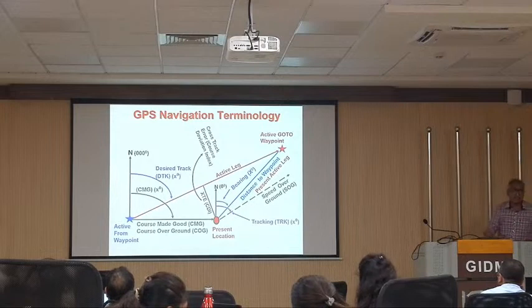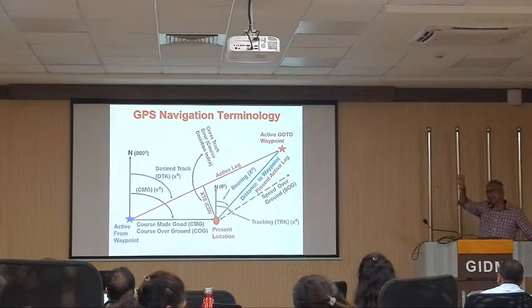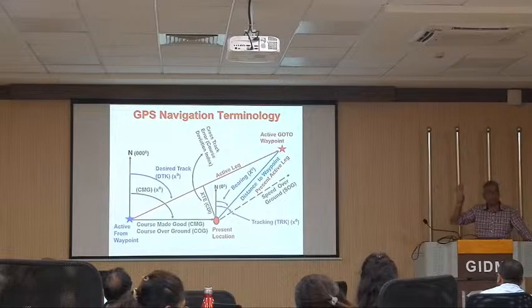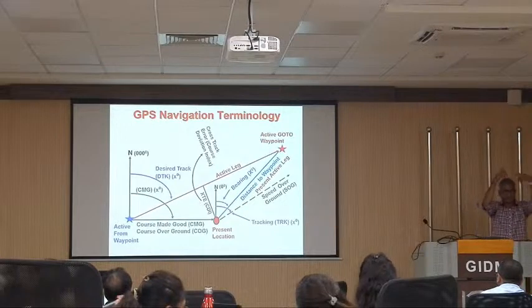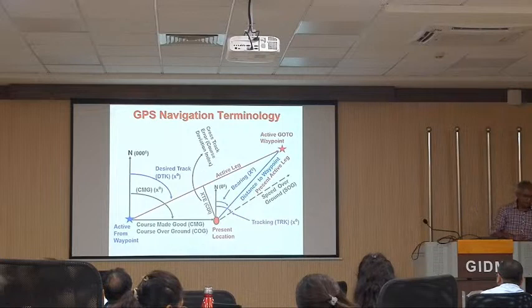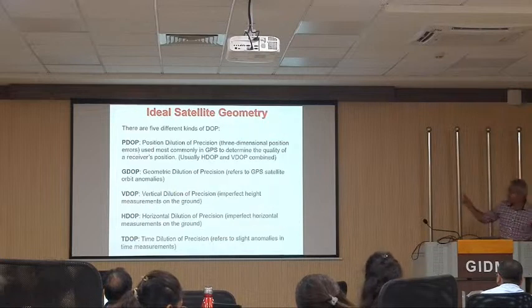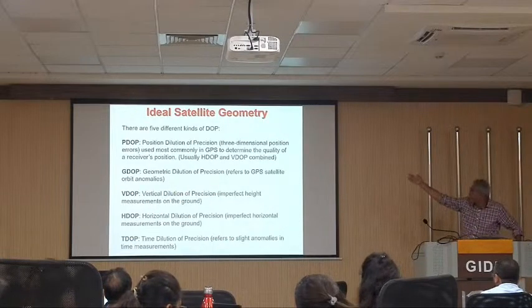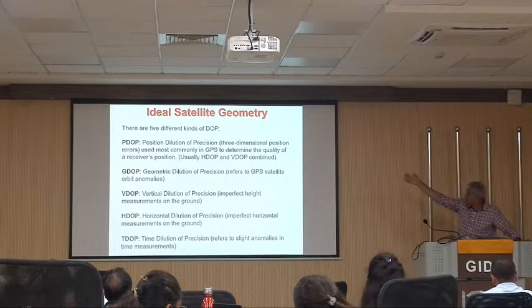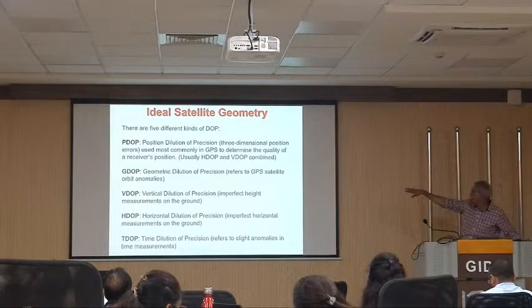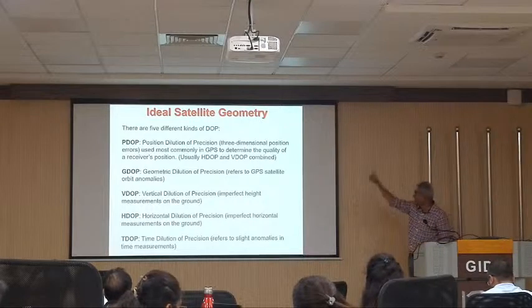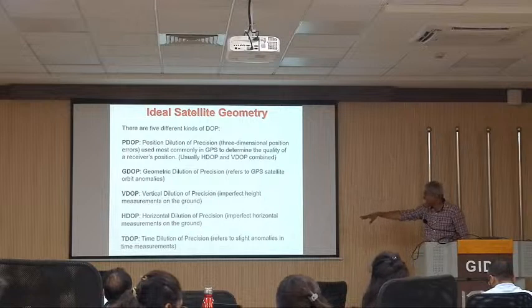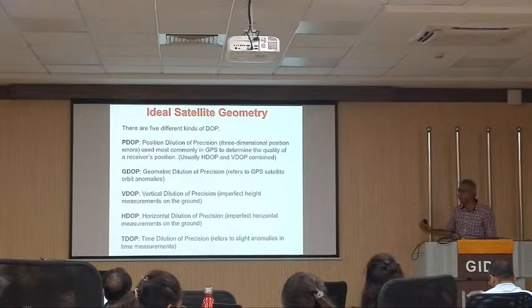Again, there are certain other kinds of errors, as I told you, geometrical errors. Suppose I said that 4 is the minimum number of GPS satellites that you require, right? But there is the dilution of precision. Position dilution of precision. There are like 5 dilution of precisions. Position dilution of precision is a mix of vertical and horizontal dilution of precision. Geometry refers to satellite anomalies, and time dilution makes slight anomalies in the time division.